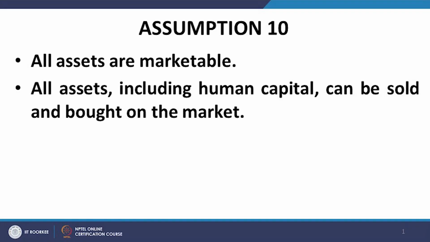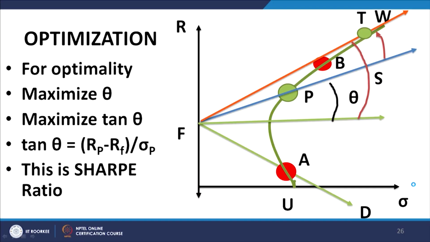Then assumption number 10, all assets are marketable. All assets including human capital can be sold and bought in the market. Now, given these assumptions, we come to the real CAPM. But before we do that, a quick recap on how the mean variance optimization was carried out.